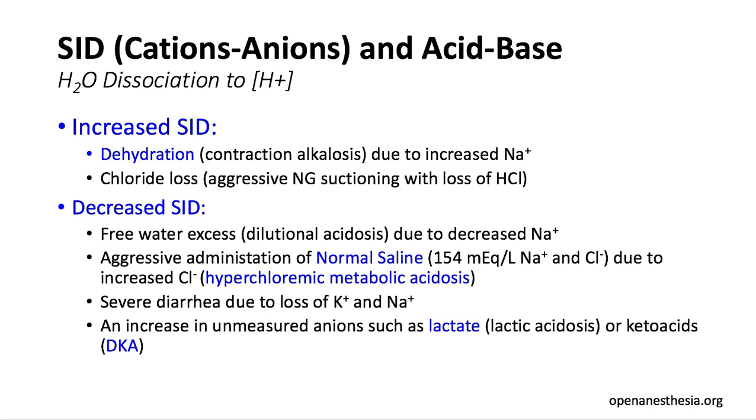And what has to happen? Your body says, we need more positive ions because we've got all these negatively charged ones around, and water dissociates to the hydrogen ion, which is acid, and you get this hyperchloremic metabolic acidosis, which is associated with large volume normal saline resuscitation, a classic keyword topic. Other things that can decrease the strong ion difference are unmeasured anions, things like lactate building up, or ketoacids in the case of diabetic ketoacidosis.